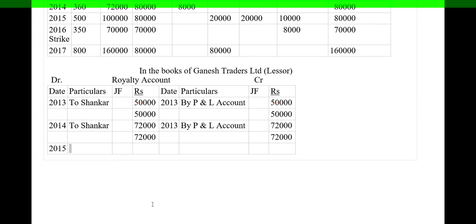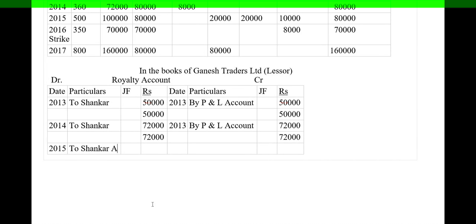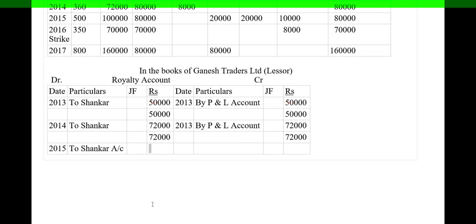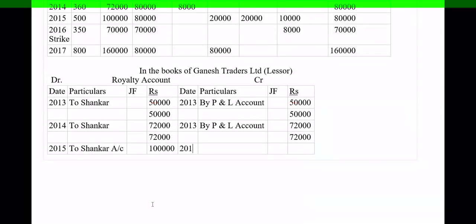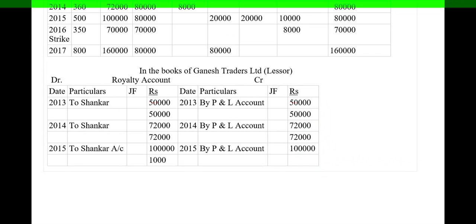Then 2015, when the royalty is payable, then the entry will be royalty account debit to Shankar's account. So to Shankar's account, it is 1 lakh for the third year. So 2015, here it is 14 should be. By profit and loss account, by P&L account, so 1 lakh. So let me take the total here.